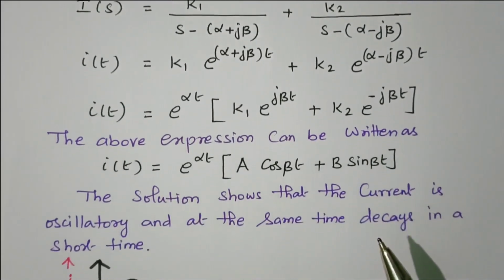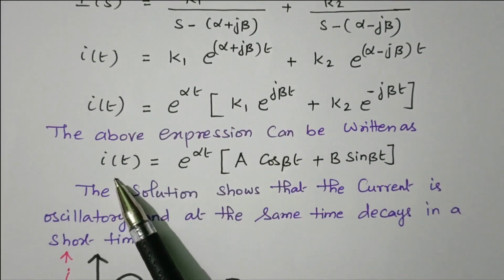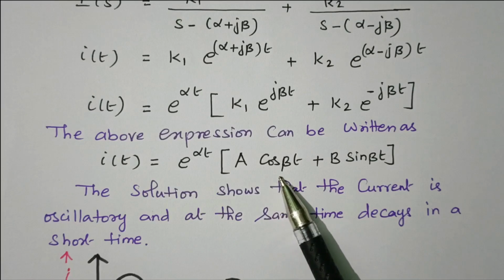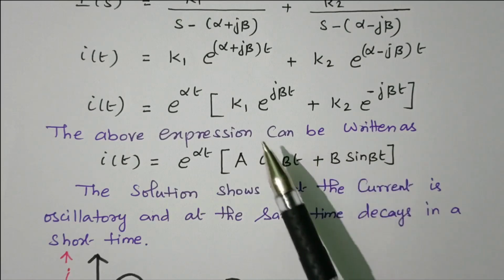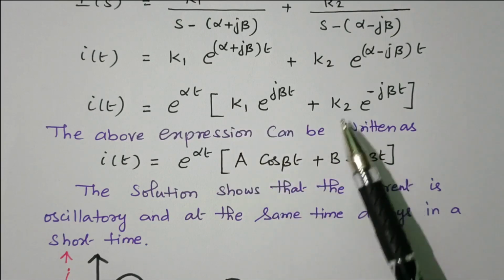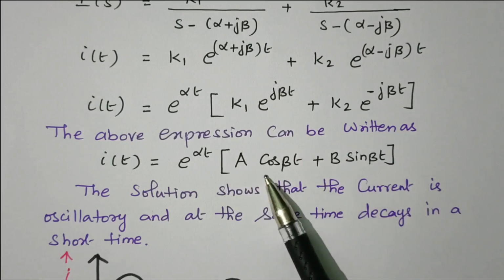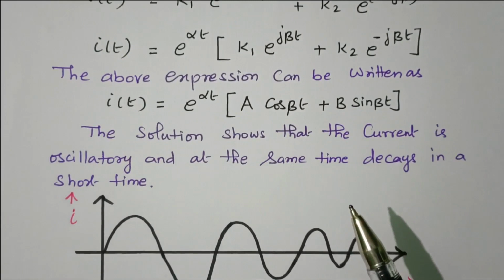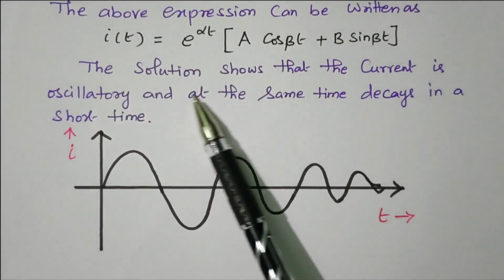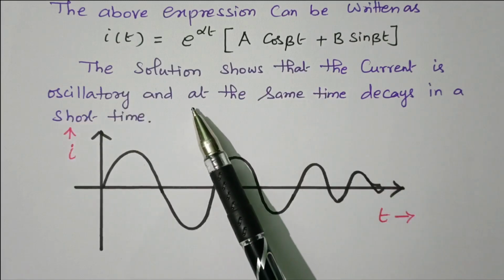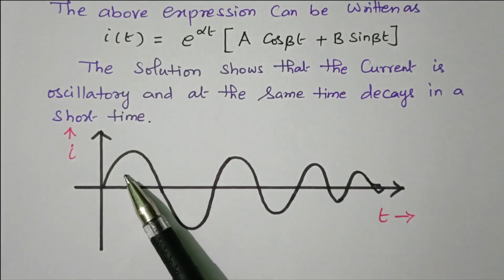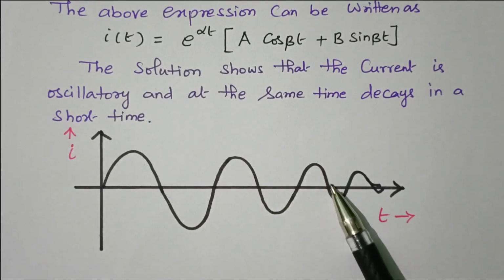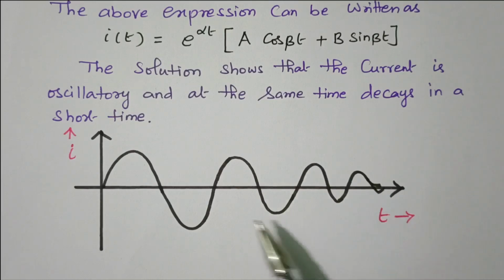So the above expression can be written as I of t equal to e power alpha t times (A cos beta t plus B sin beta t). This is directly written. We can go for further simplification, but it is not shown here. It is directly written in complex conjugate form. By analyzing this equation, we can come to a conclusion. The solution shows that the current is oscillatory and at some time decays in a short time. The current keeps on oscillating, and at one time it decays, meaning it reaches the zero, minimum value. So in the third case, complex conjugate, the nature of the current is oscillatory and becomes decaying in a short time.